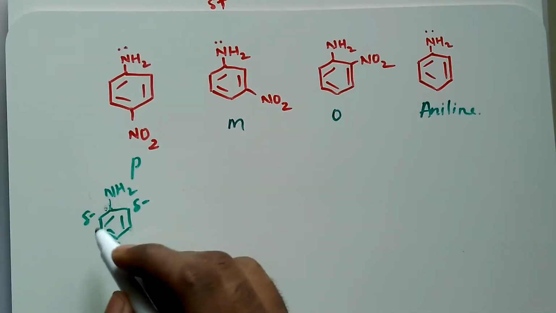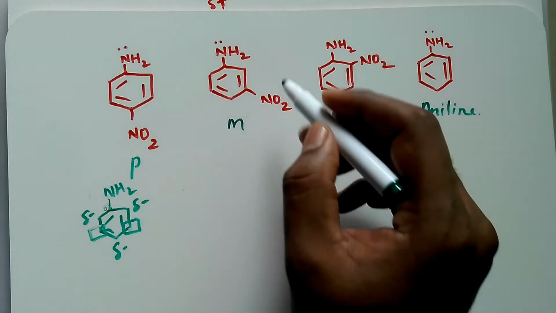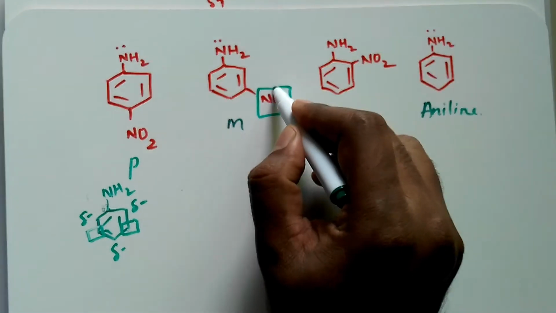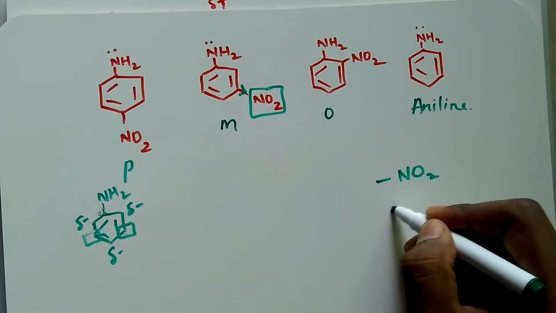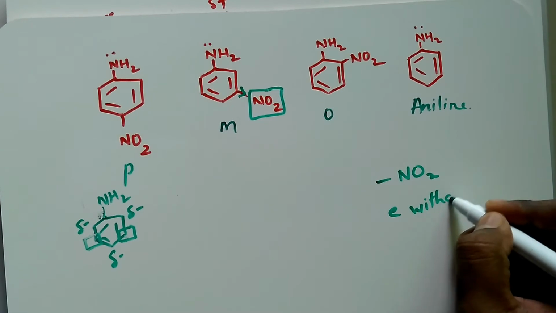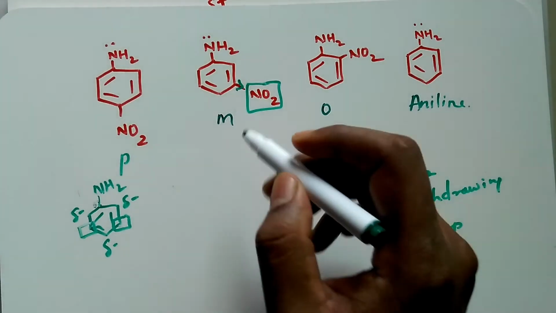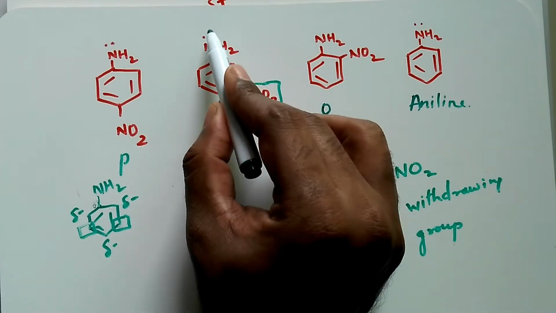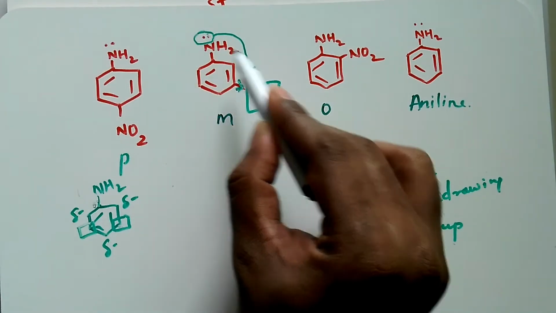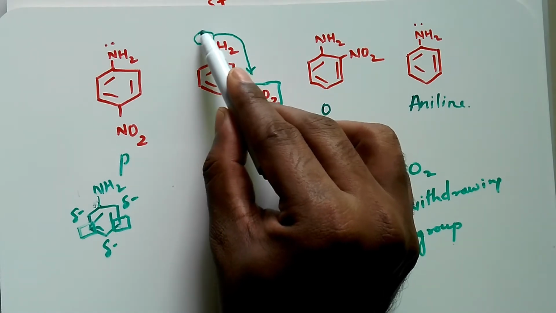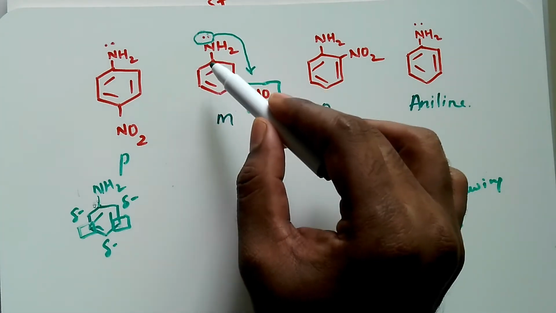So in this, what is happening? In this position there is no electron coming. So what will happen at the meta case? At the meta case, since NO2 is an electron withdrawing group, it will try to shift the electron density from here towards itself. Therefore the electron density over here will become less. Since the electron density here becomes less, it will be less basic.